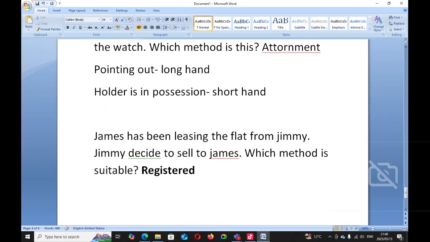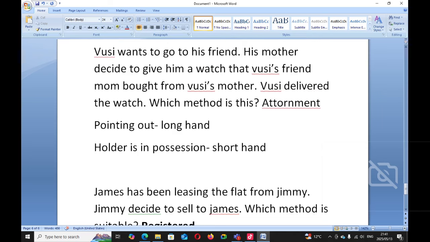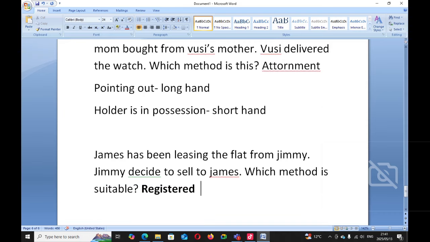I'm asking this question because many people get this type of question, that someone is renting an immovable property, and because they've already been in the property, they just say the person has become the owner through shorthand. No, shorthand is a delivery of a movable, something that can be moved, and a house or a flat cannot be moved. Therefore, you need to register this one. You must never make this mistake in the examination.